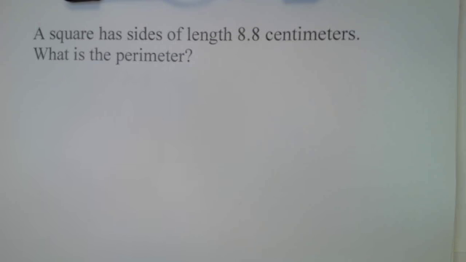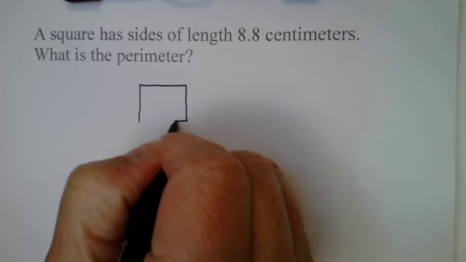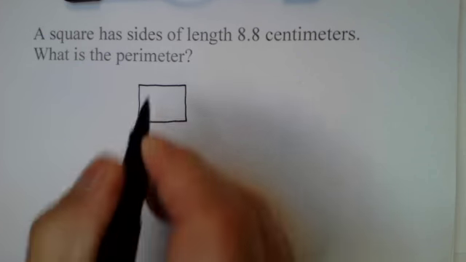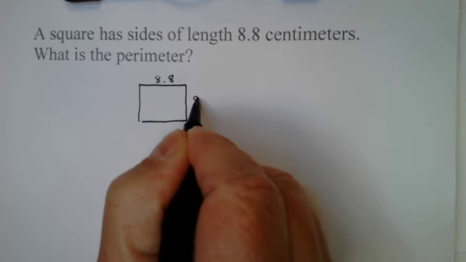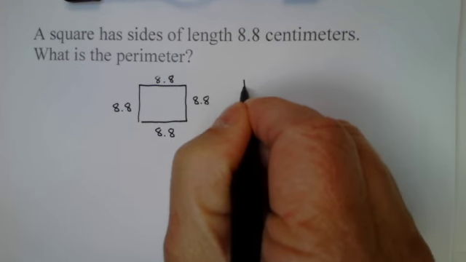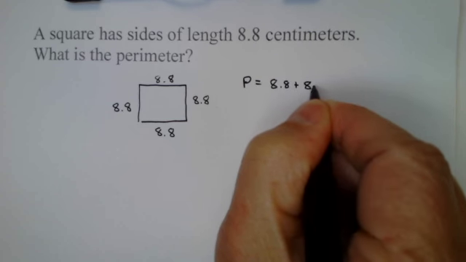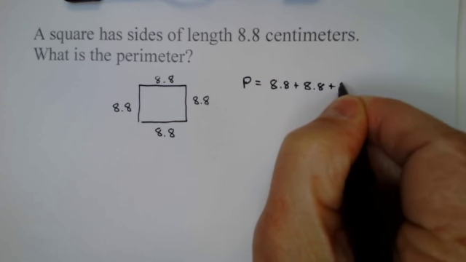A square has a length of 8.8 centimeters. The sides have a length of 8.8 centimeters. What's the perimeter? For a lot of these problems, if they don't give you a picture, it's a good idea to draw a picture. Simply draw a square, label what they give you, and find the perimeter. Remember, the perimeter is you taking each one of these sides and adding it together.